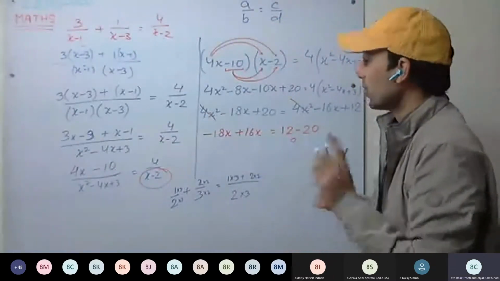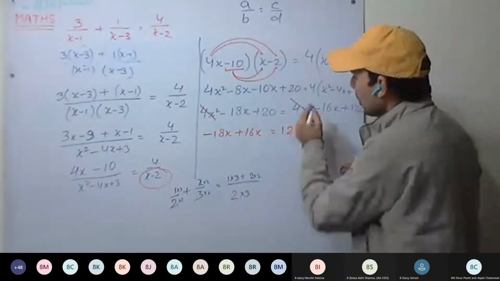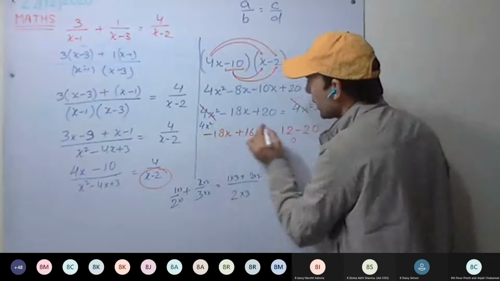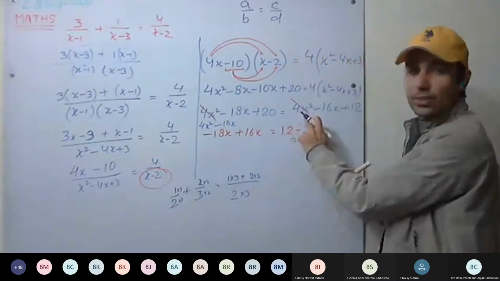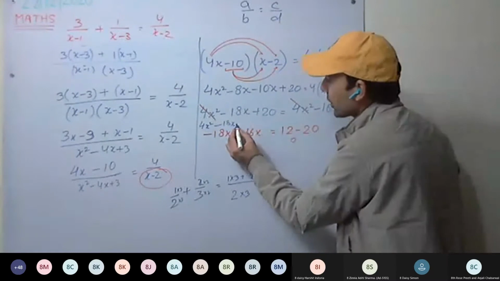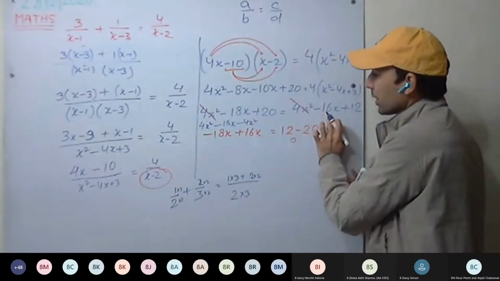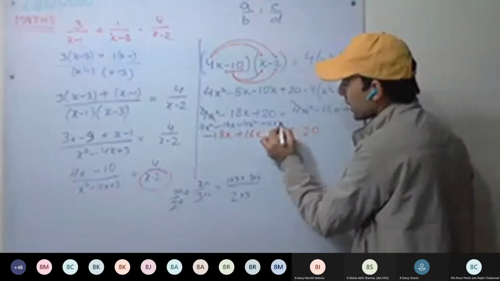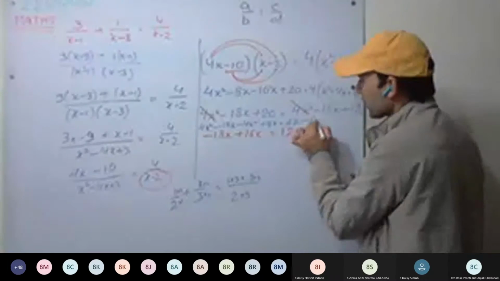Okay, and see here what we are doing. We got this step. Now all the x terms, you take on the left hand side. So what are you getting? 4x square minus 18x. Now 4x square from this side we take on the left hand side, minus 4x square. Now minus 16x will be plus 16x, equal to 12 minus 20.